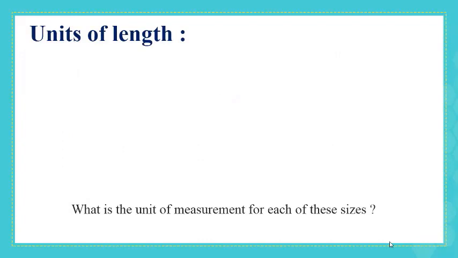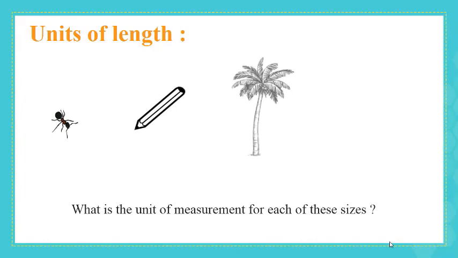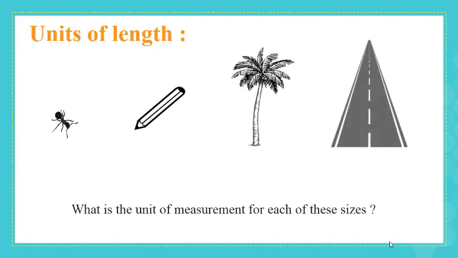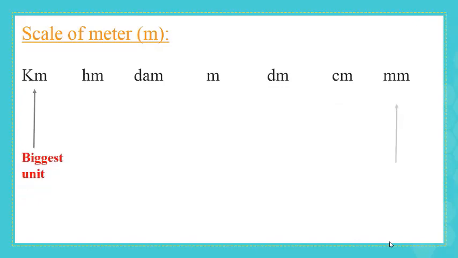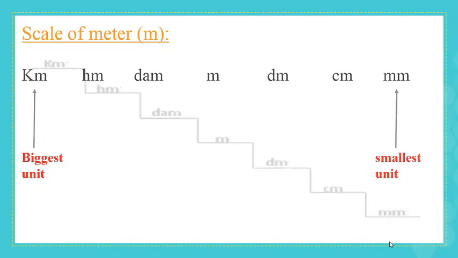Units of length. If we have an ant, a pencil, a tree, and a road, what is the unit of measurement for each of these sizes? Millimeter, centimeter, meter, and kilometer. This is a scale of meter. It starts with kilometer, which is the biggest unit, and it ends with millimeter, which is the smallest unit.